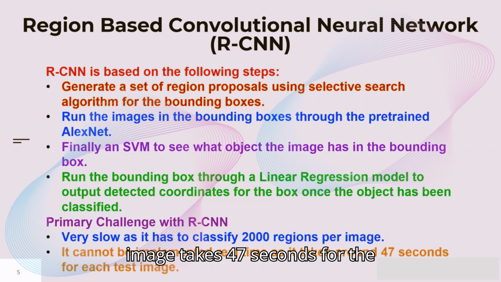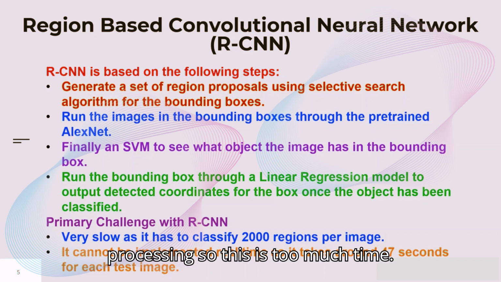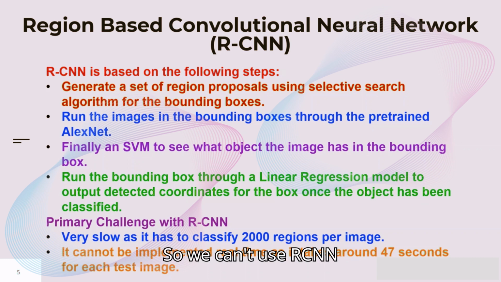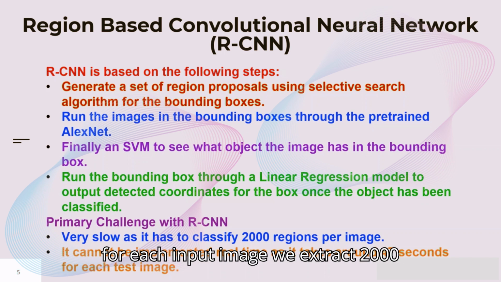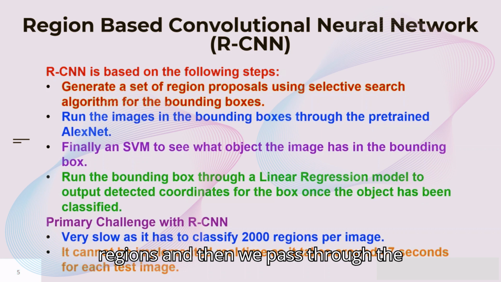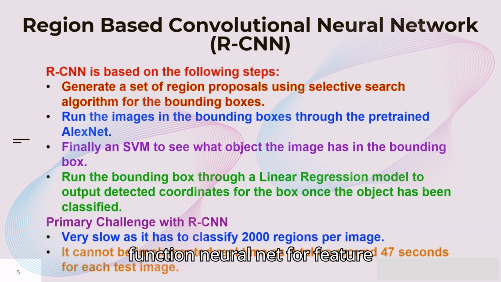So if each image takes 47 seconds for the processing, this is too much time. We can't use RCNN in real time, because the issue with RCNN is that for each input image we extract 2000 regions and then pass them to the convolutional neural network for the feature extractor.